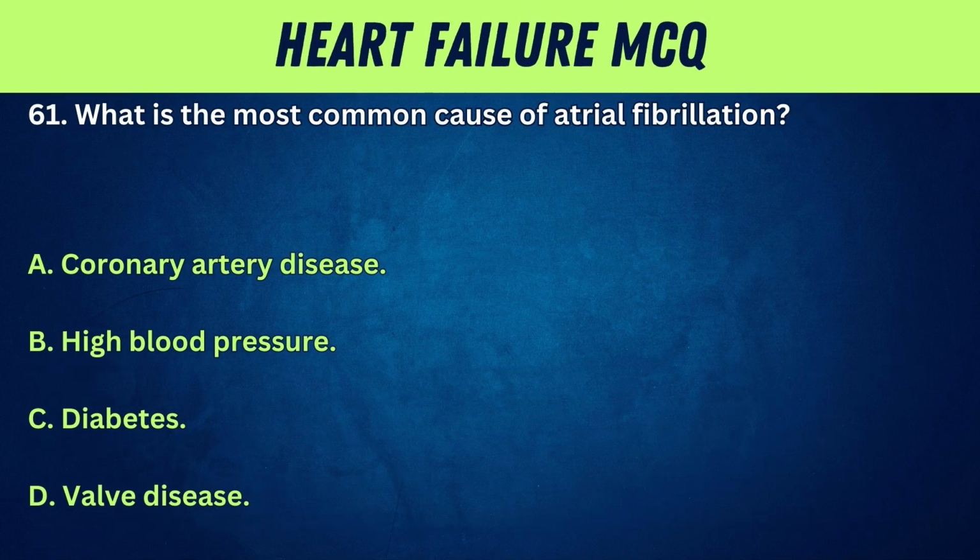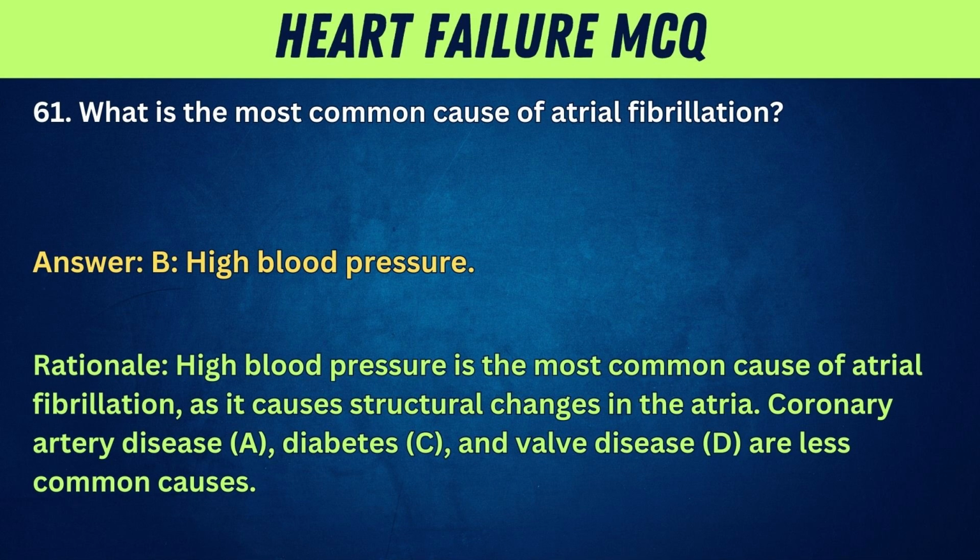61. What is the most common cause of atrial fibrillation? A, coronary artery disease. B, high blood pressure. C, diabetes. D, valve disease. Answer: B, high blood pressure. Rationale: high blood pressure is the most common cause of atrial fibrillation as it causes structural changes in the atria. Coronary artery disease, A, diabetes, C, and valve disease, D, are less common causes.